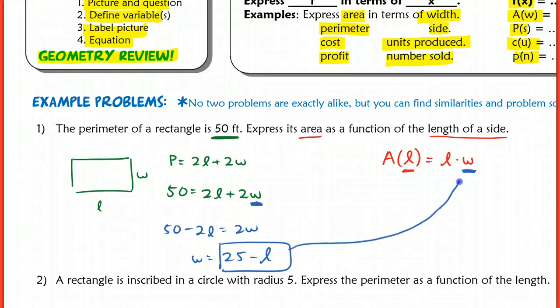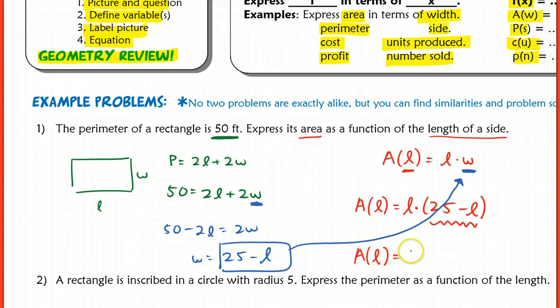I can now substitute that back into my original function with area as an expression of length, and now I have area with reference to length is now length times 25 minus L, because again this represents just W. So now I have my area as a function of length, and if I want to simplify that, I have 25L minus L squared. So this is now area as a function of length.